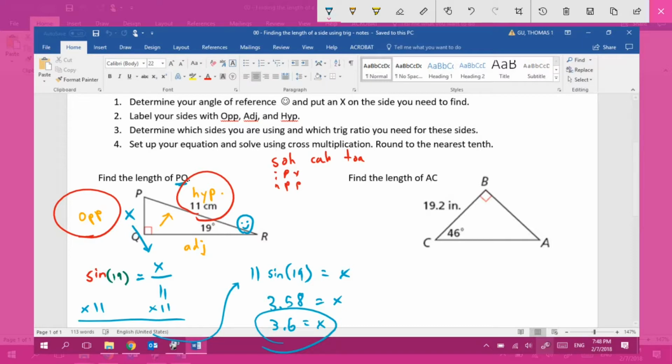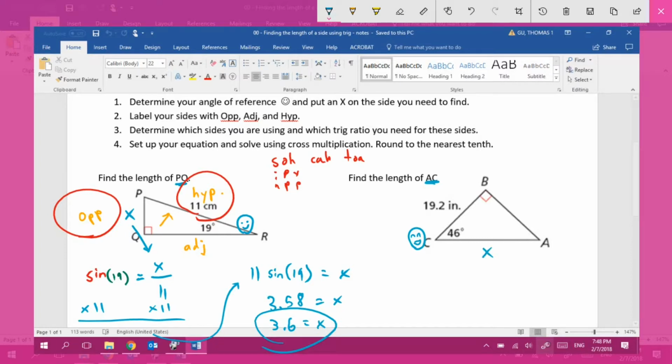On to the last example. Let's follow our steps. 1. Determine our angle of reference. Where's the smiley face? Which angle did they tell us? That's the 46. So my guy's going to be over here. Okay. And then put an x on the side. We need to find AC. So that's going to be over here, x.